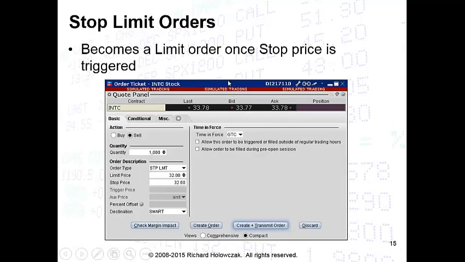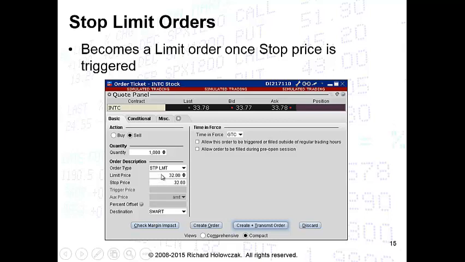So here's another variation. A stop limit order works pretty much the same way as a stop order that we just talked about. The difference is, instead of becoming a market order when the price is triggered, it becomes a limit order when the price is triggered. And here again is our brokerage data entry screen for our order. We have a sell order for 1,000 shares, and this is called STP-LMT for stop limit order.